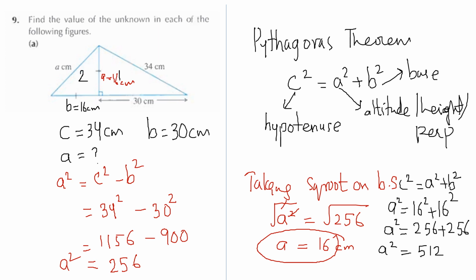Now 512 is not a perfect square. What you will do is you will find the square root through division method or whatever method you choose, and you will get a is equal to root of 512. If you are using a calculator, you will just put the symbol of root and you will find the root of 512 and you will get 22.627, and this will be your answer with the unit as centimeter, because we are given the lengths of the sides in centimeter. This is how you solve such kind of question.